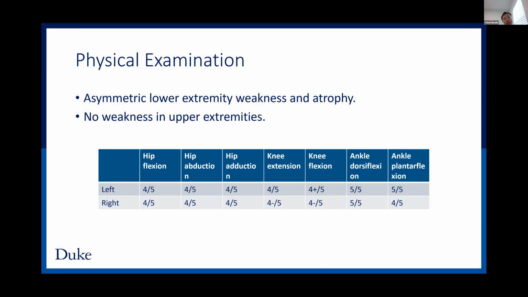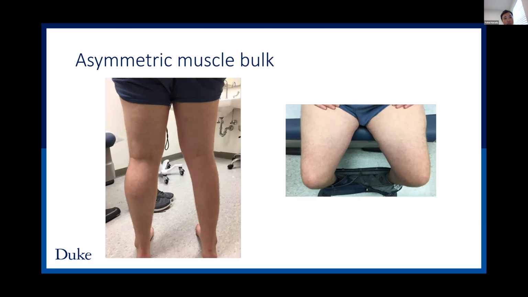The physical exam was also interesting. There was asymmetric lower extremity weakness and atrophy. On the right side, again, he was a little bit weaker than his left side. There was no weakness in his upper extremities. And I think this is a striking picture too. We saw the asymmetric muscle bulk. It was obviously smaller on his right side, so we noted the difference between the two.